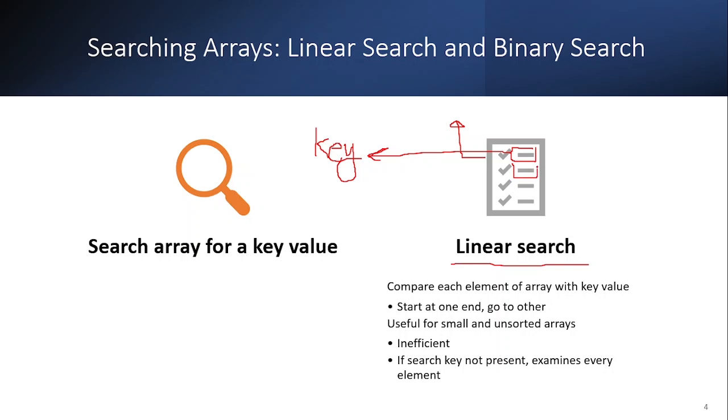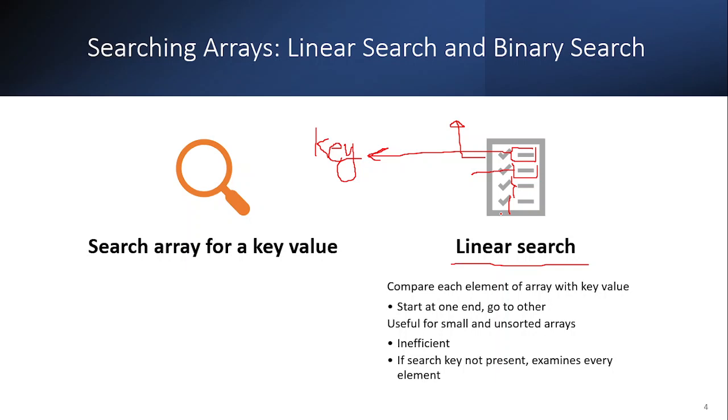We compare it. If there is a match, we return the index of the element. If there is no match, we move to the next element, and then the next element, and then the next element, until we have compared all the elements with the key value. So this method of searching for a value or a key value in an array is called linear search.